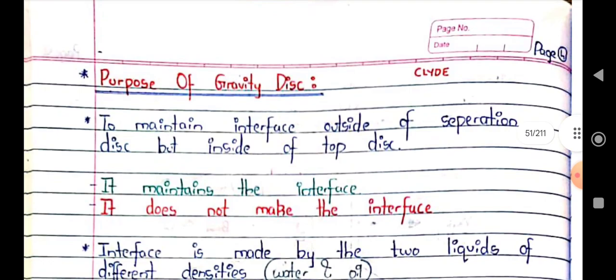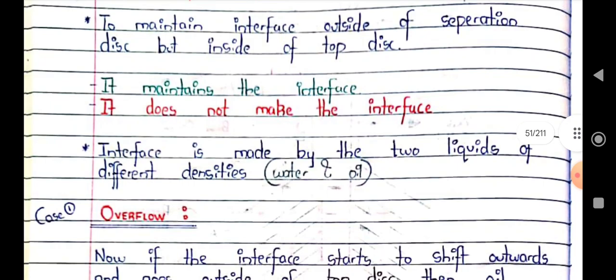Then what is the purpose of the gravity disc? The main purpose of the gravity disc is to maintain the interface outside of the separation disc but inside of the top disc, mainly the interface between clean liquid and water and the thick sludge. By maintaining the interface, it does not mean that it makes the interface. The interface is made by two liquids of different density. The gravity disc just maintains the interface.